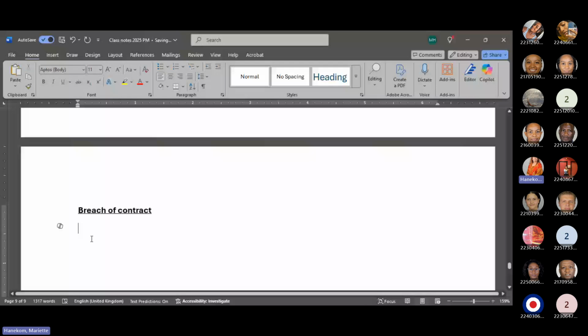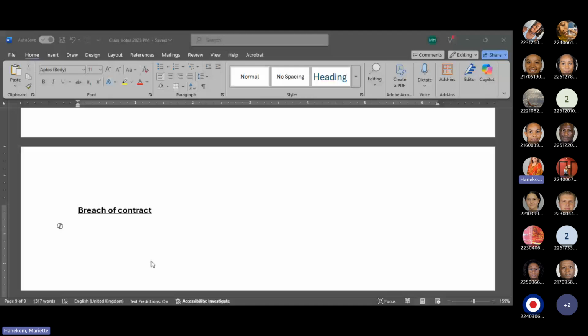Now, very, very important for proper understanding of this work that we're doing today is that we are dealing with a contract that is valid. Once the contract is valid, it stays valid. It doesn't somehow suddenly disappear. That's a very important concept. We're talking about breach of contract.